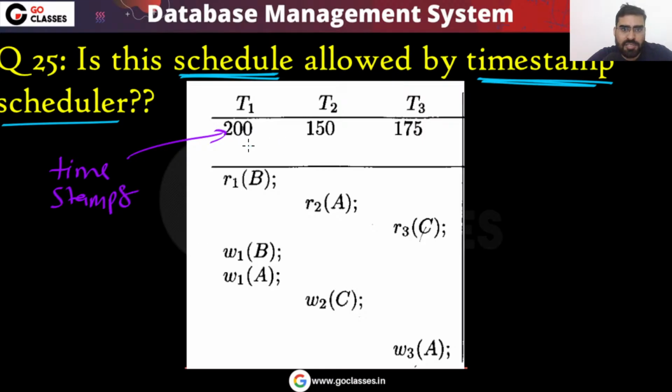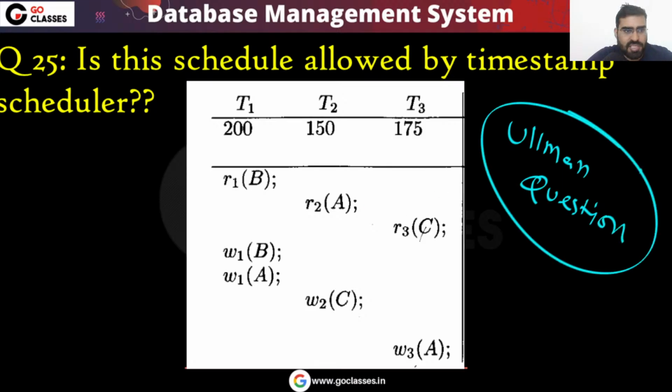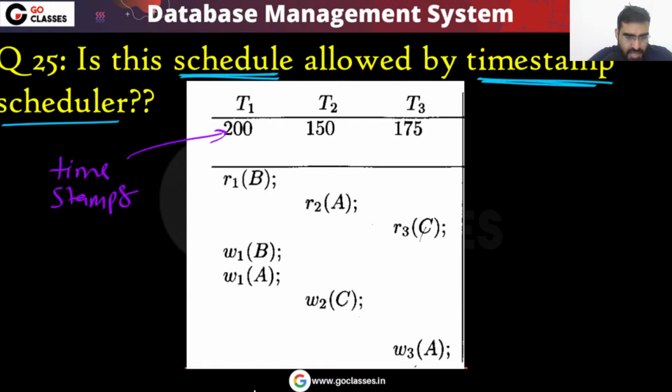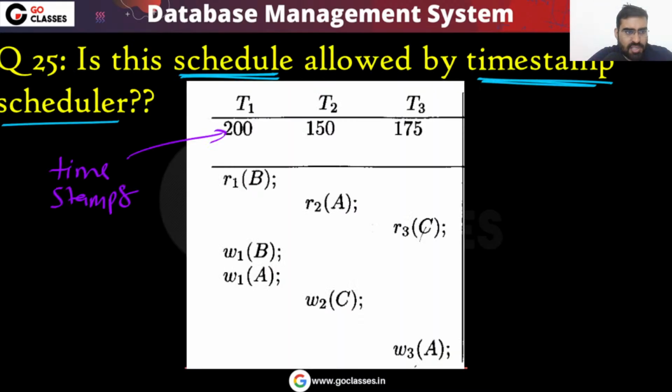These are the timestamps. What is the first thing you will do? Tell me. In the GATE exam, if this question comes, actually this is a Ullmann question. Let me tell you again, this is a Ullmann question. If this question comes, this is a standard question. If it comes in the exam as it is, what is the first thing you will do?